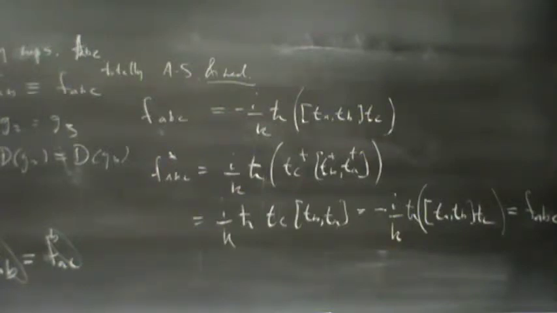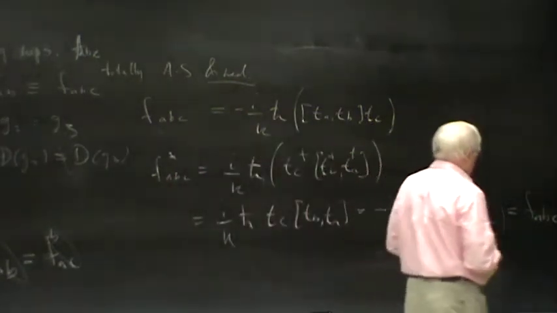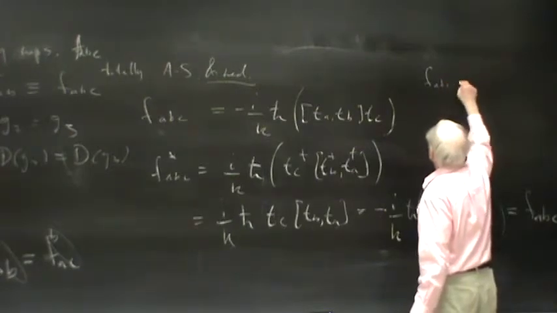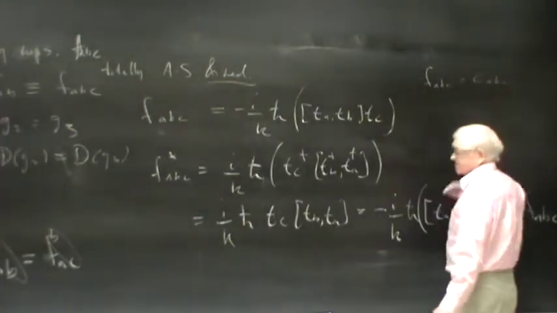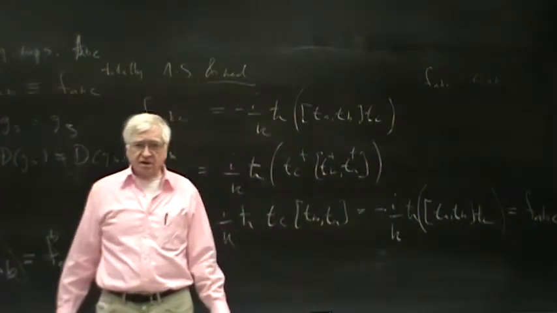For the group SU(2), these structure constants are very simple, namely f_ABC is just epsilon_ABC. It's the Levi-Civita totally antisymmetric symbol. It's very simple.